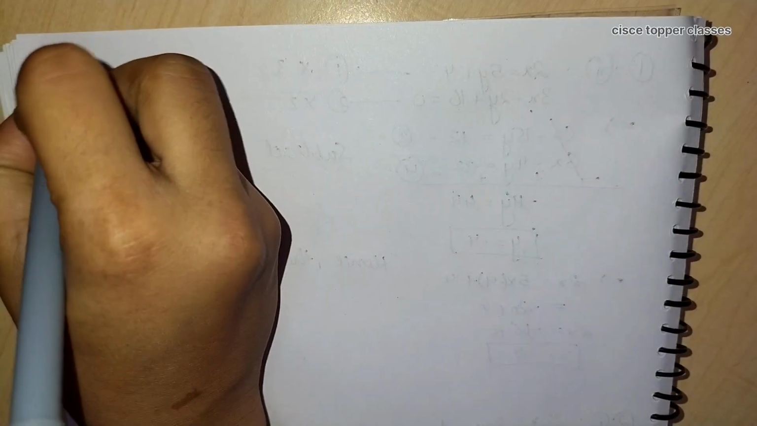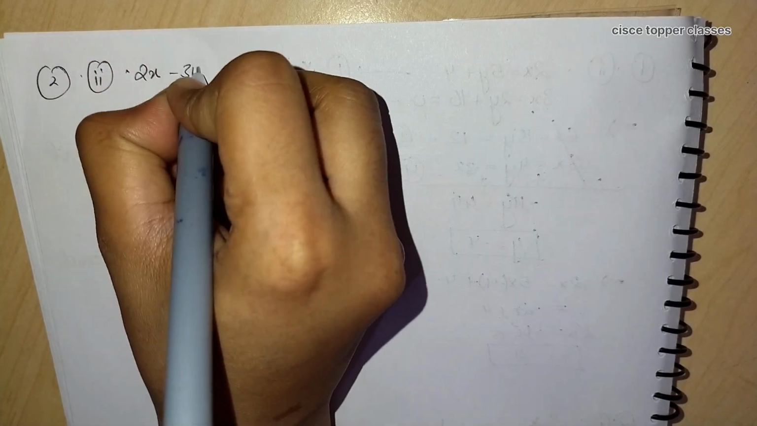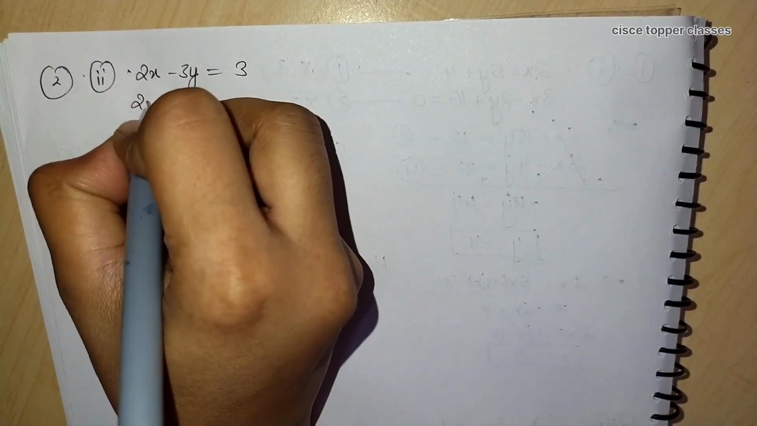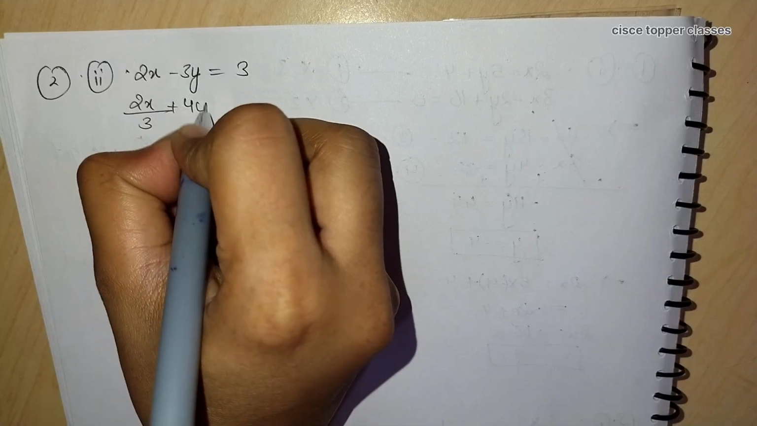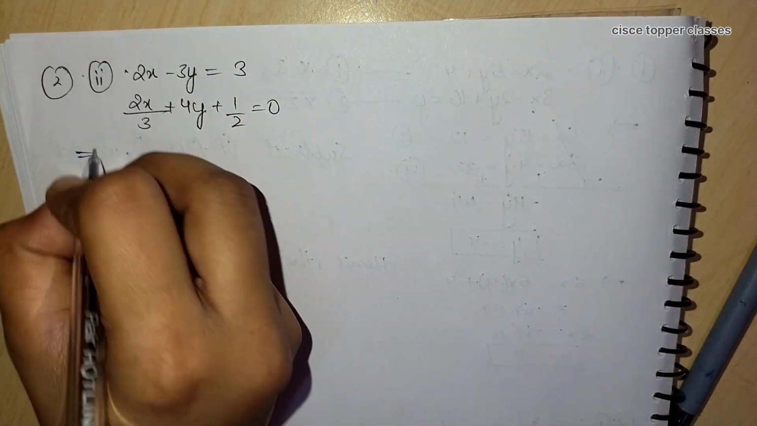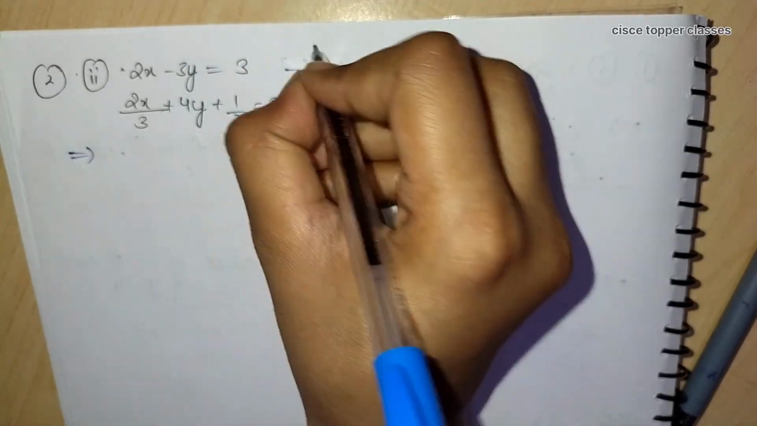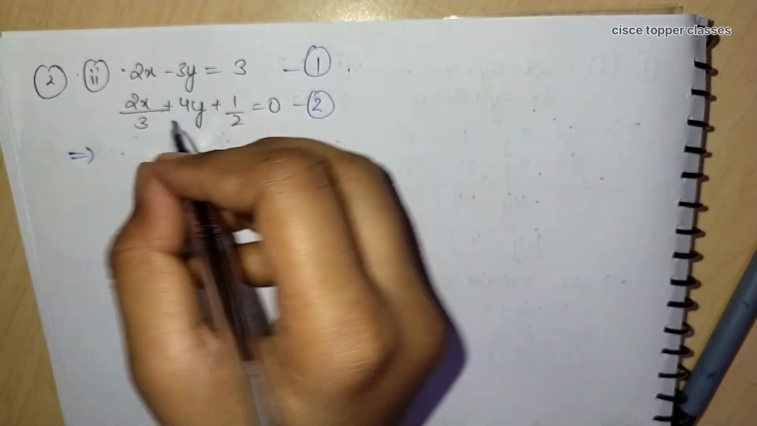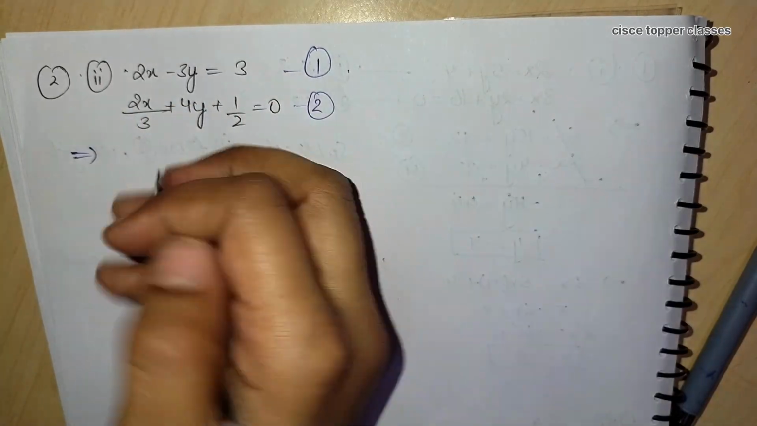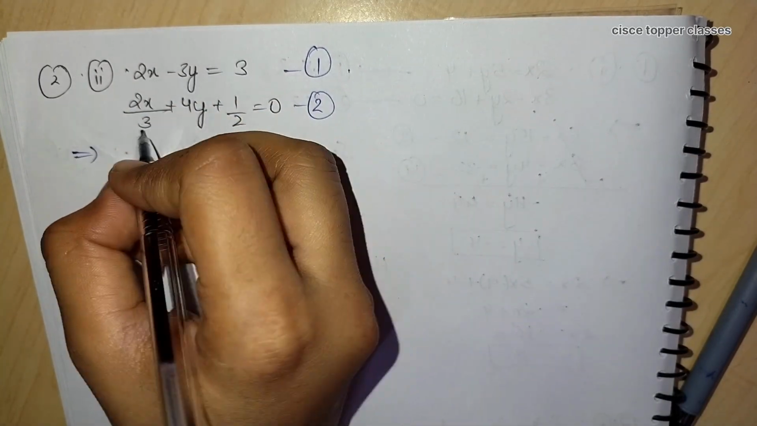Now let us solve the second part here, which is 2x minus 3y equal to 3, and 2x by 3 plus 4y plus 1 by 2 equal to 0. On solving this, let the first be the first equation and the second be the second equation. We will multiply and take LCM here. So let us take 6 here, and 3 into 2 is equal to 6.